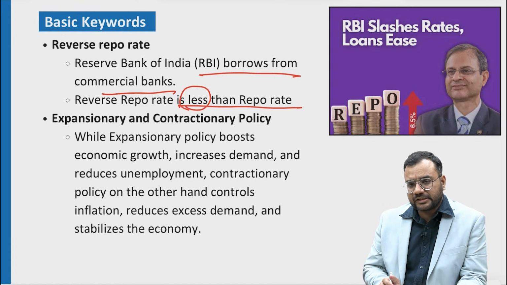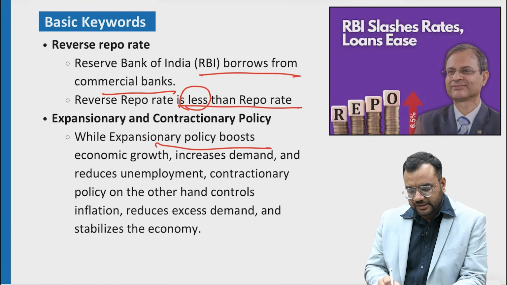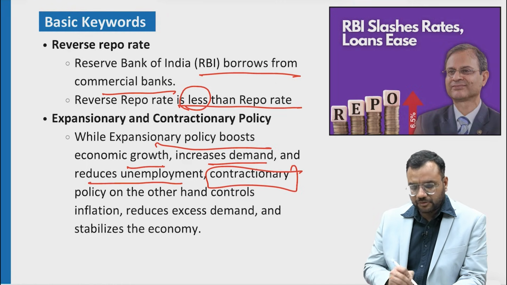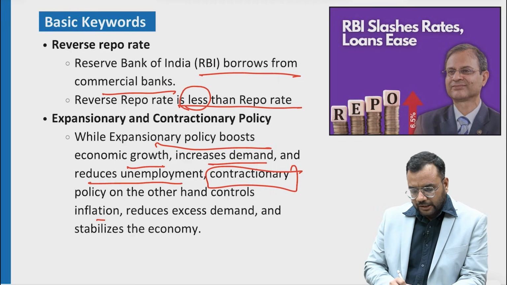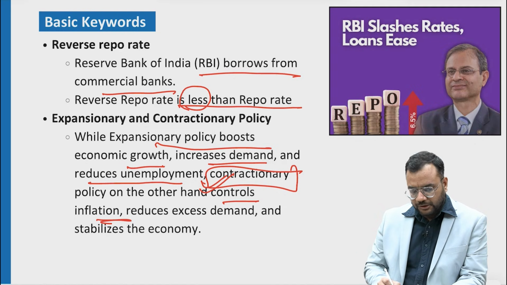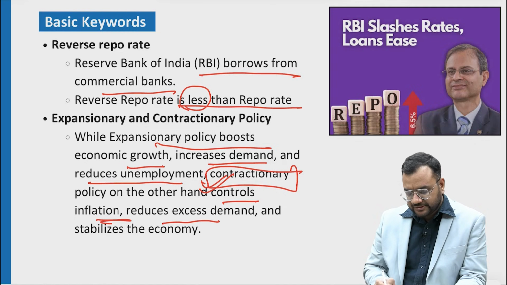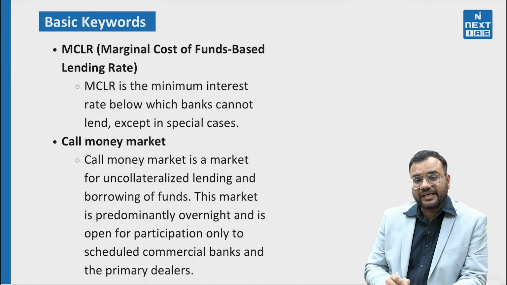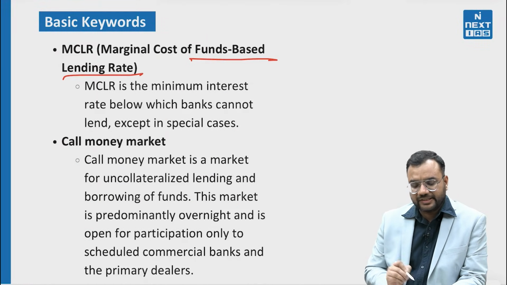Then expansionary and contractionary policy. So while expansionary policy boosts economic growth, increases demand and reduces unemployment, whereas the contractionary policy controls inflation. When inflation is very high, RBI follows contractionary policy to control inflation, reduce excess demand and stabilize the economy. There are two other keywords like MCLR, that is marginal cost of funds based lending rate.